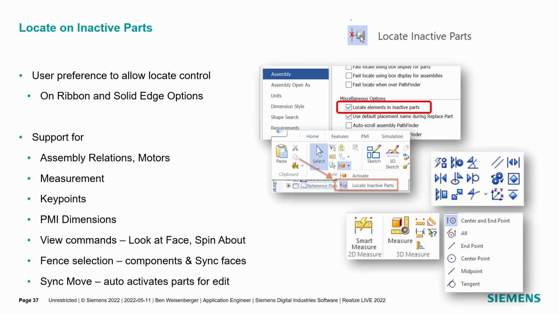If necessary, users have the choice to turn this capability off, either on the ribbon or in the Solid Edge options. If the option is turned on, then we're able to do the following workflows on inactive components: create assembly relationships, measure and add PMI dimensions, use view commands such as look at face, as well as synchronous moves. Let's take a look at an example to see some of these workflows firsthand.